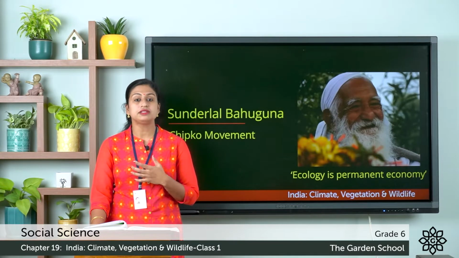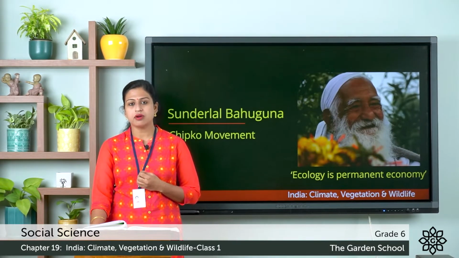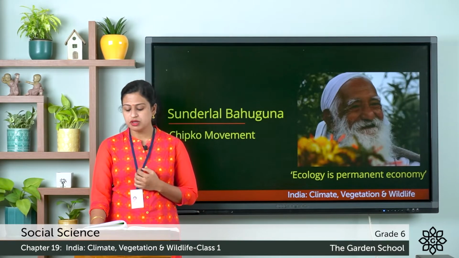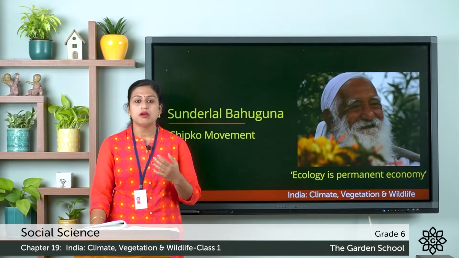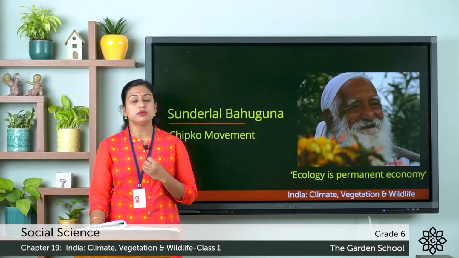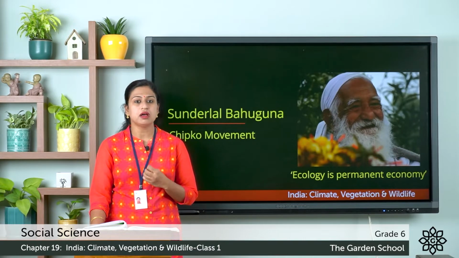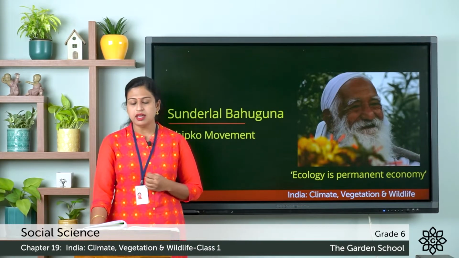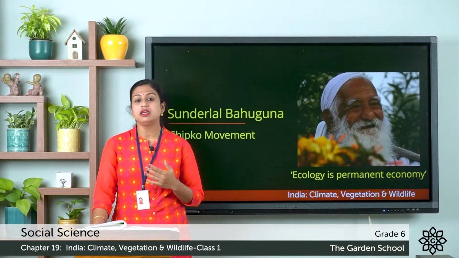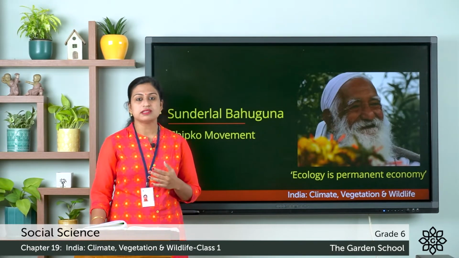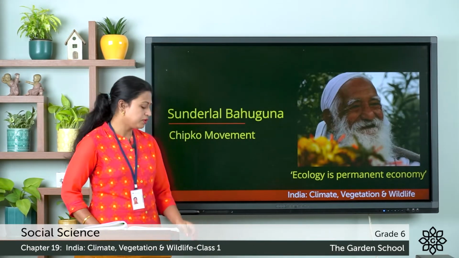And Bahuguna took out a trans-Himalayan foot march travelling across 5,000 kilometers before meeting the then Prime Minister Indira Gandhi, who imposed a 15-year ban on the cutting of trees in Uttar Pradesh in the year 1980. Here the trans-Himalayan means eastward continuation of the Himalayas. So this was about Sundar Lal Bahuguna.